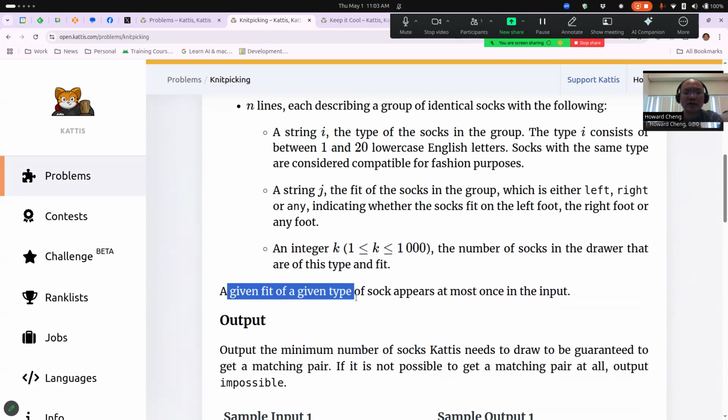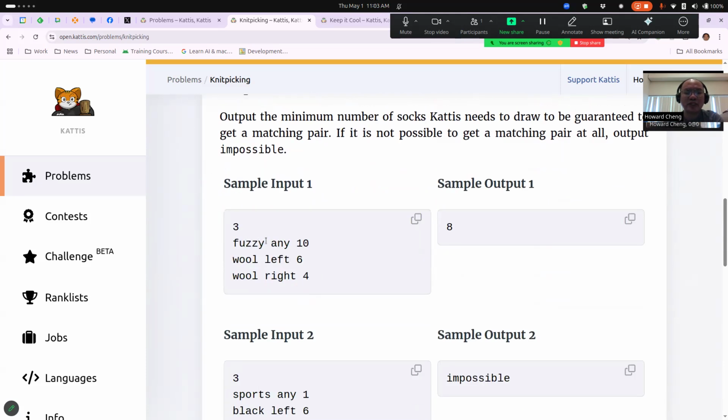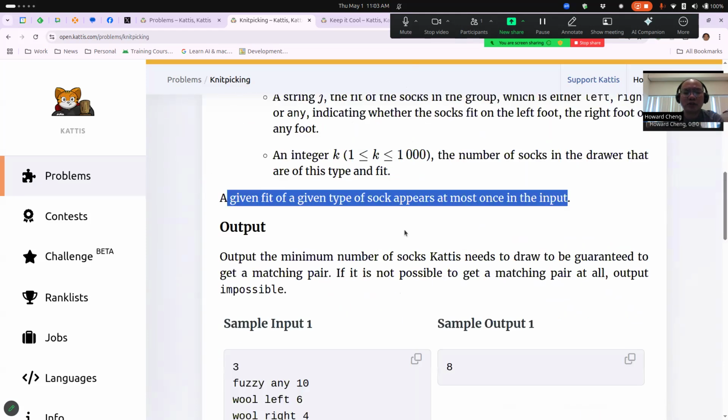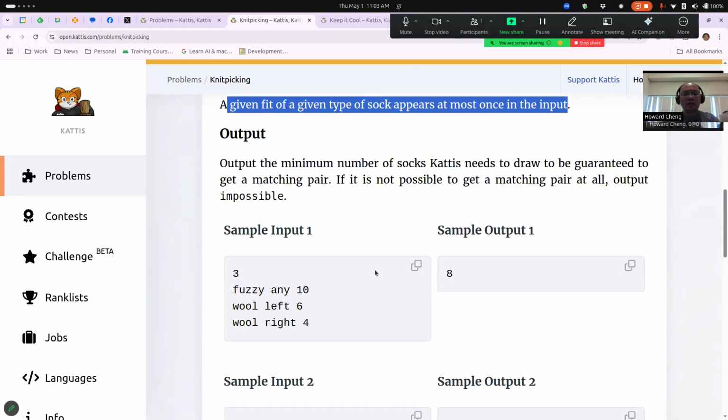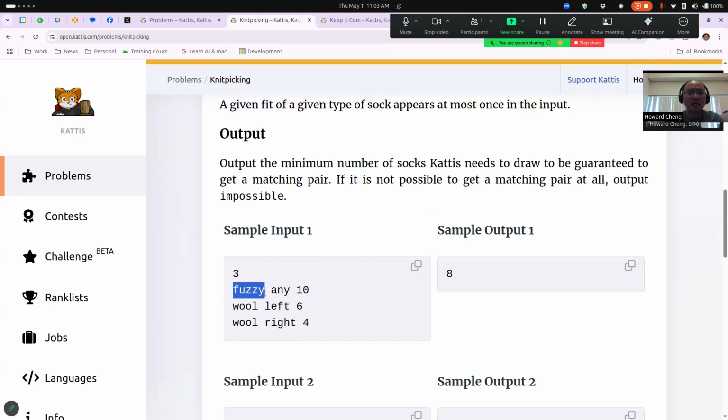Also, a given fit of a given type of sock appears at most once in the input, so you were not going to have two entries, fuzzy any10 and then fuzzy any5. Okay, so you don't have to worry about that. So how do we keep track of this information? Well, you need to have things classified by the type. So the best way to do it is actually a map. Use a map where the key is the name of the socks. And you keep track of three numbers. How many left you have, how many right you have, and how many any you have.